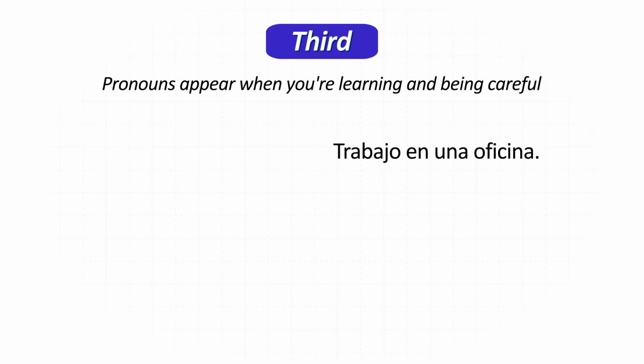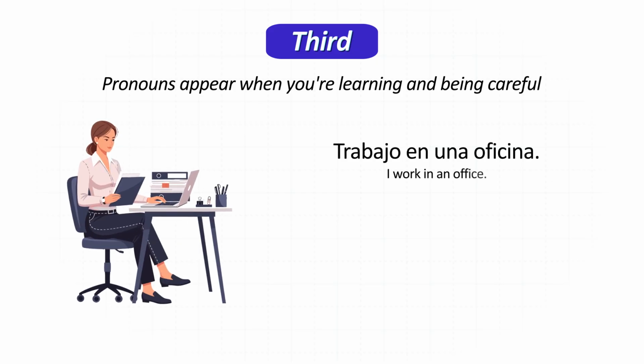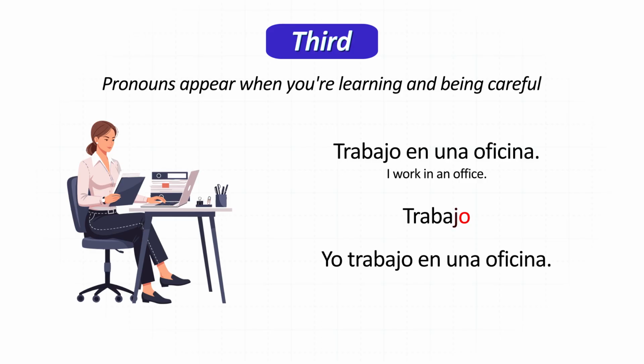Trabajo en una oficina. That means I work in an office. No pronoun. The verb trabajo, with that O ending, tells you it's I. Completely normal sentence. You could say, yo trabajo en una oficina, including the pronoun, and it would be grammatically correct, but it would sound slightly emphatic, like you're contrasting yourself with someone else. I work in an office, not him.